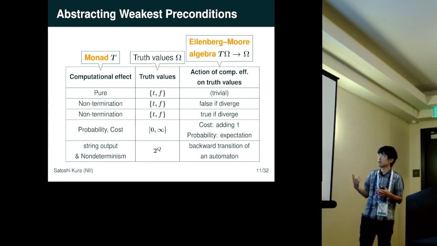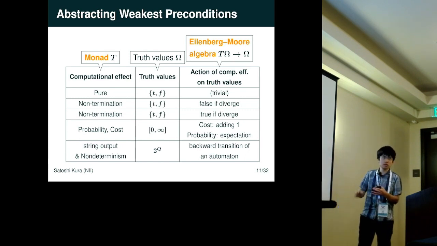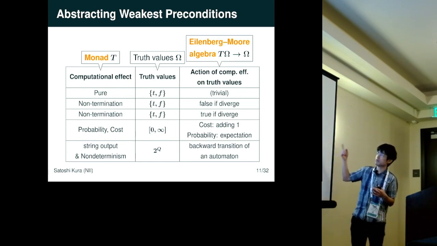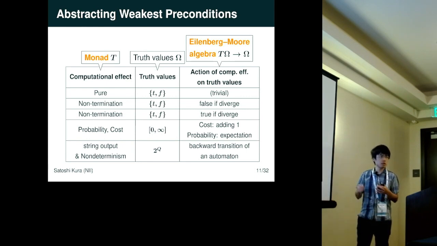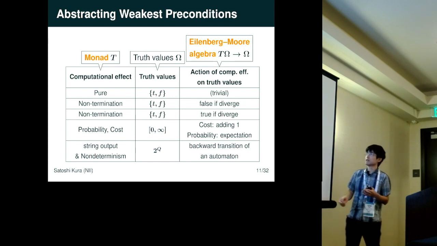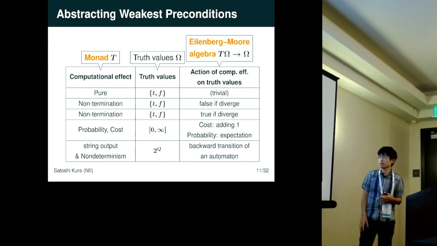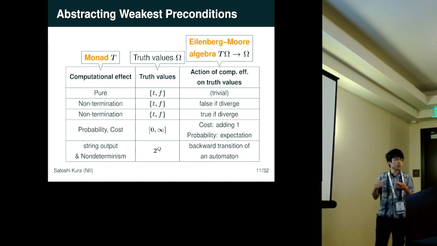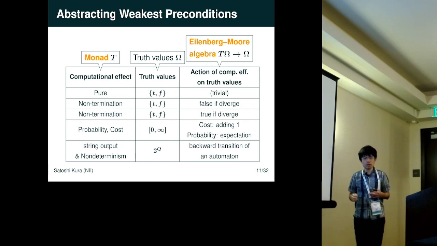And finally, when we define an instance of weakest preconditions, we need to define an action of computational effect on truth values. So, for example, when we define the weakest precondition for total correctness, divergence is mapped to false. So this gives what I would say, an action of computational effect on truth values. And using category theory, we can capture this as an Eilenberg-Muir algebra on omega.